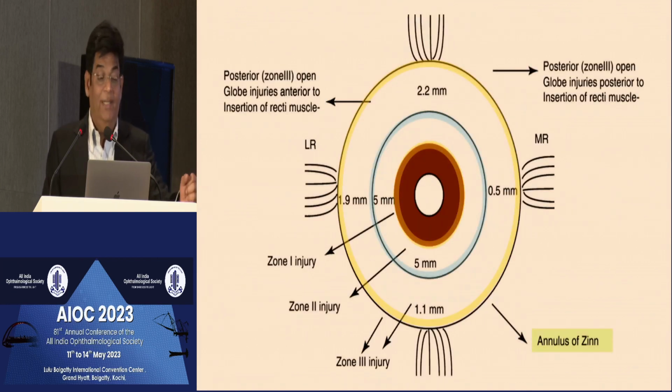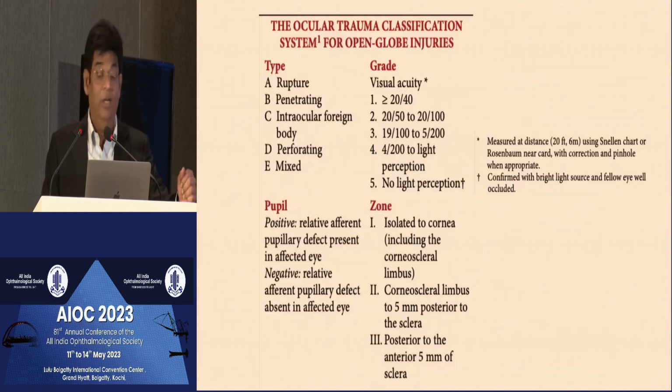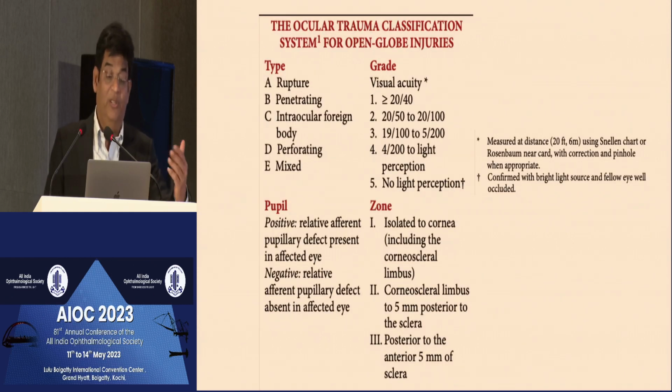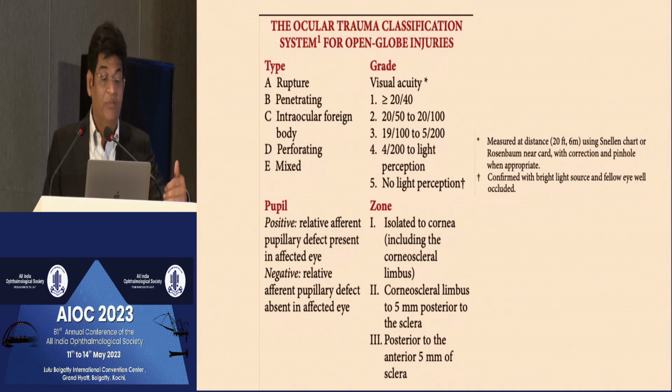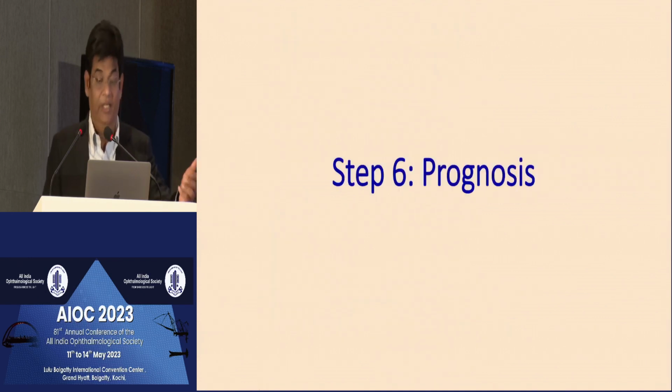So if you look at this, this is extremely important, and we have other things. There's a type A, B, C, D, E, and there's a grade according to the vision 1, 2, 3, 4, 5, and there is a zone 1, 2, and 3. So you might say there's a grade 3, zone 2, or zone 1 and 2 injury, and it's a type C or something. So we should classify it like that.